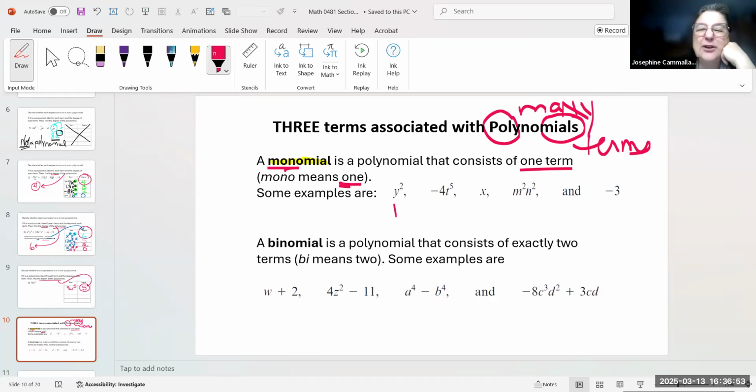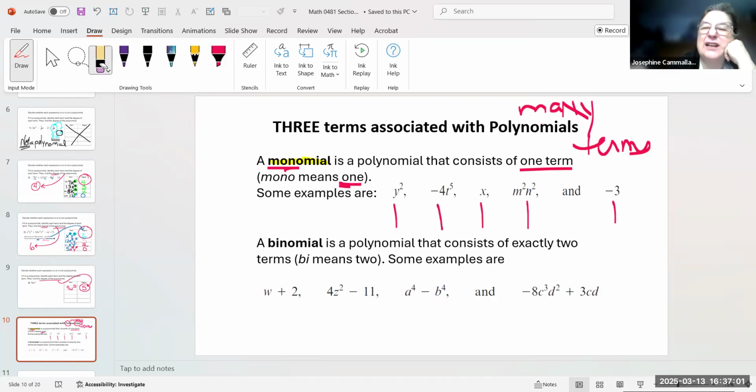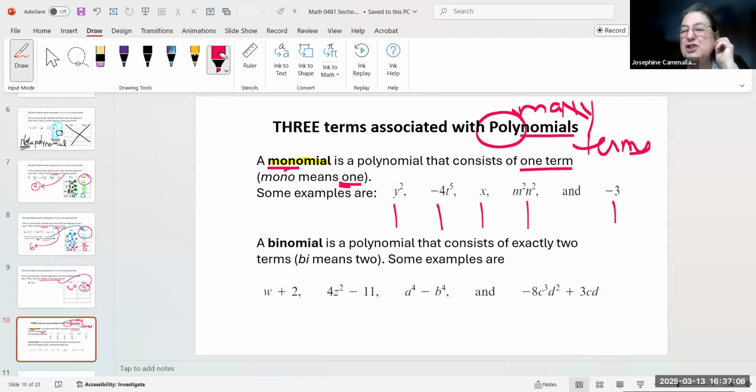Now, everything here is one term. Everything here. I should have just written it like this. Poly means many. Nomial means terms. Now, hopefully everybody knows this one. Bi means 2. That means we have 2 terms.